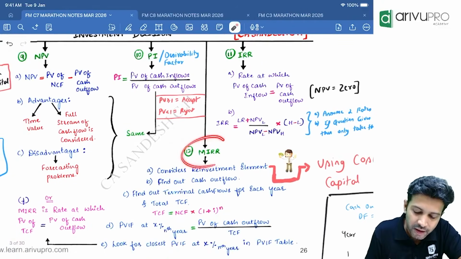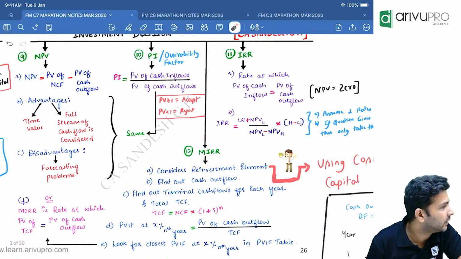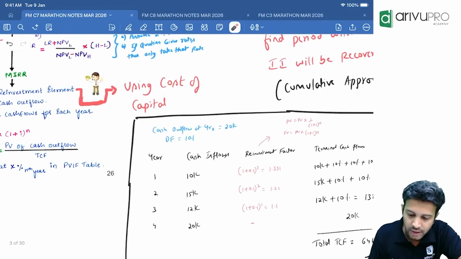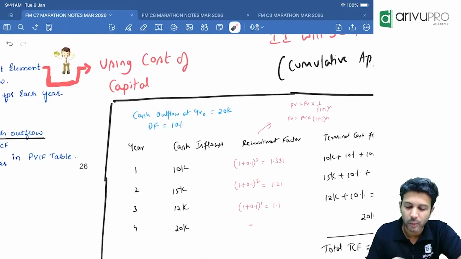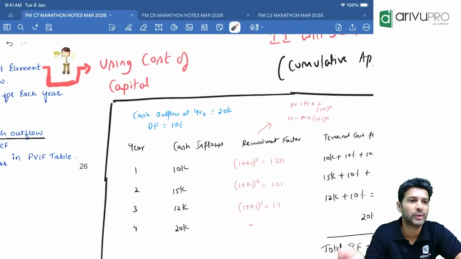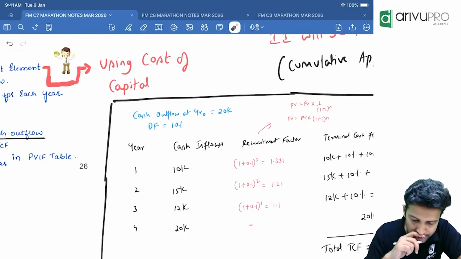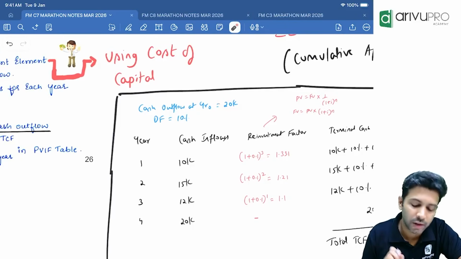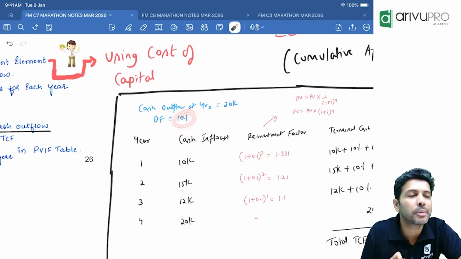Next is MIRR. MIRR means modified internal rate of return. What is this concept? Now look at this. I've given a small example. If you have understood this particular example, I'll not take up a question. Otherwise, we'll do one question on MIRR. So check. Cash outflow at year 0 assumed how much? 20,000.